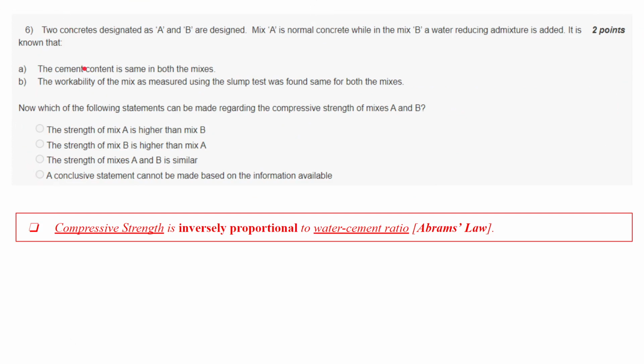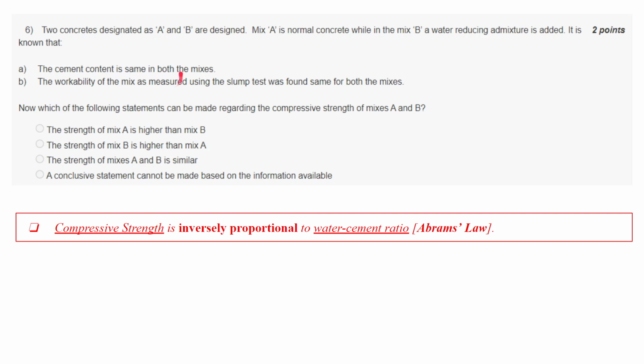Two concretes designated as A and B are designed. Mix A is normal concrete, while in mix B a water reducing admixture is added. It is known that the cement content is same in both the mixes. The workability of the mix as measured using the slump test was found same for both the mixes. Now which of the following statements can be made regarding the compressive strength of mixes A and B? Strength of mix A is higher than mix B, strength of mix B is higher than mix A, the strength of both the mixes are similar, or conclusive statement cannot be made based on the information available.